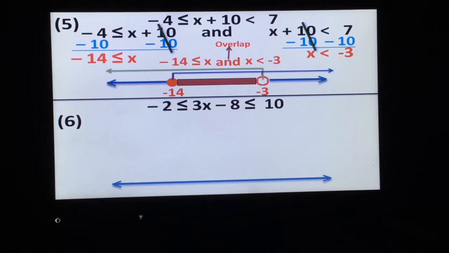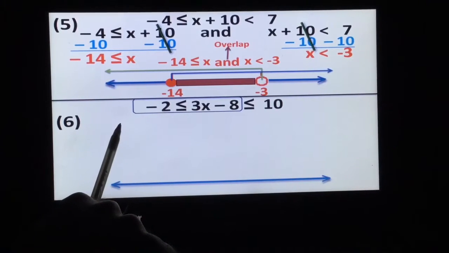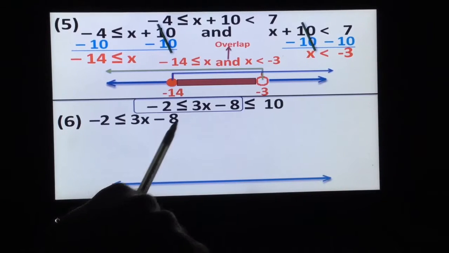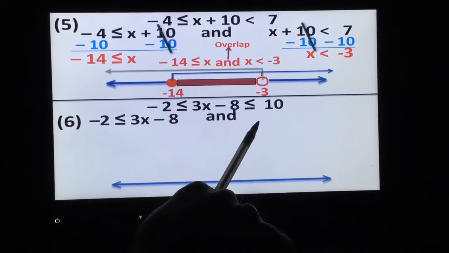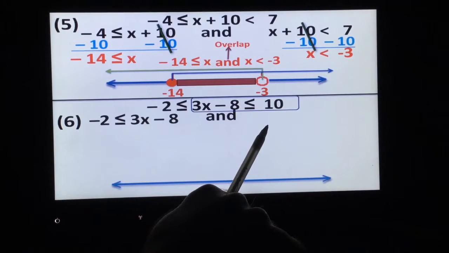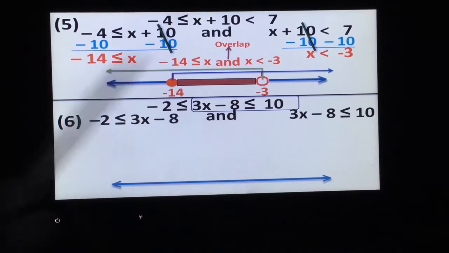Alright, so let's go ahead and split it first. Now the first part of this, we have what's in the middle and everything to the left. So it's going to be -2 is less than or equal to 3x minus 8. Let's go ahead and put the and in the middle. And then everything, the middle and to the right of the middle, is going to be written on the other side. So it's going to be 3x minus 8 is less than or equal to 10.